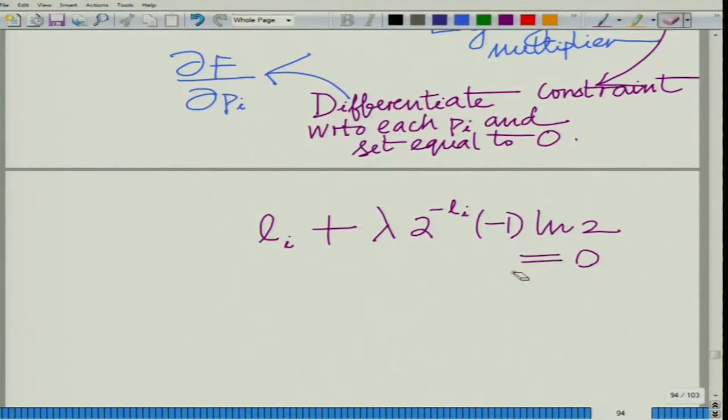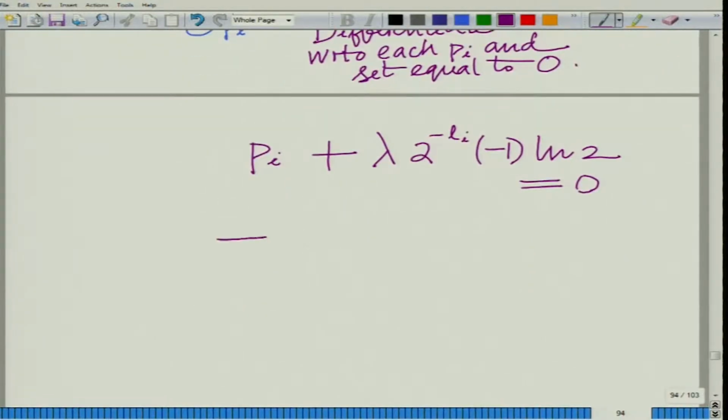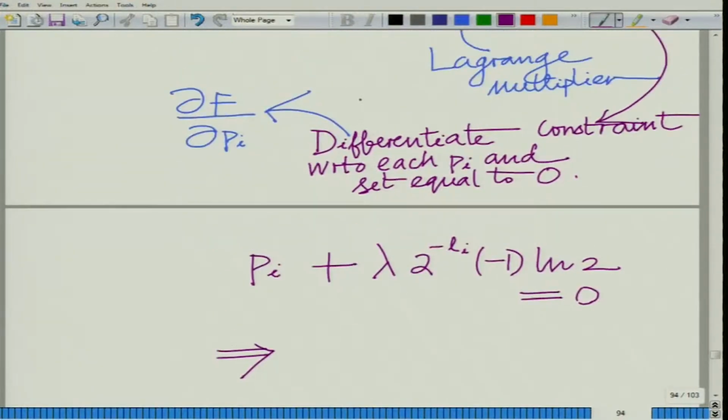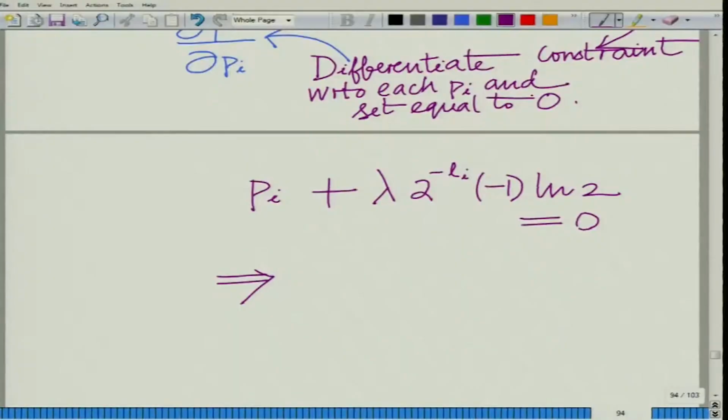I am sorry, when you differentiate pi li with respect to li, this is simply pi. So, this is equal to 0, which implies that, of course, if you differentiate here lambda into minus 1 minus lambda with respect to li, that derivative is 0, because lambda is a Lagrange multiplier, differentiating with respect to li, that derivative is 0. Okay. So, we have this equation over here. Now, you solve this to obtain pi.